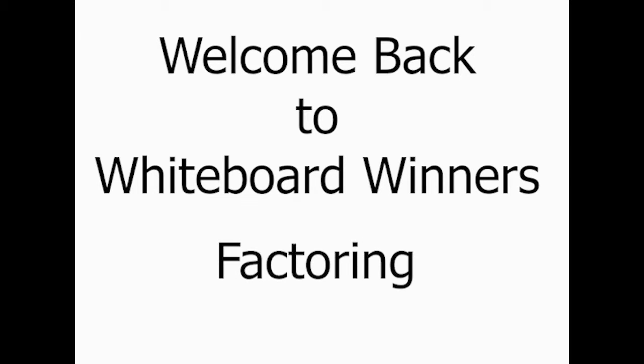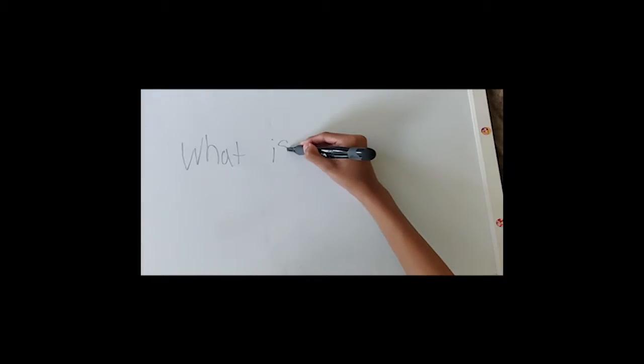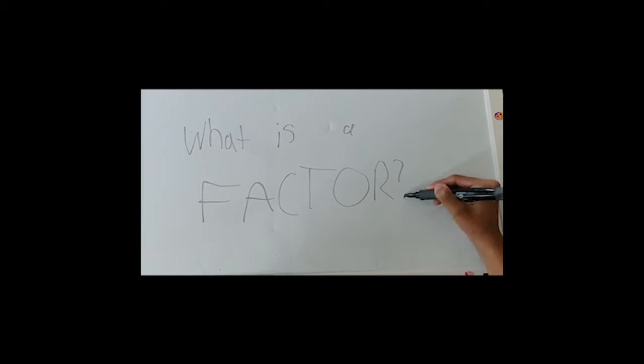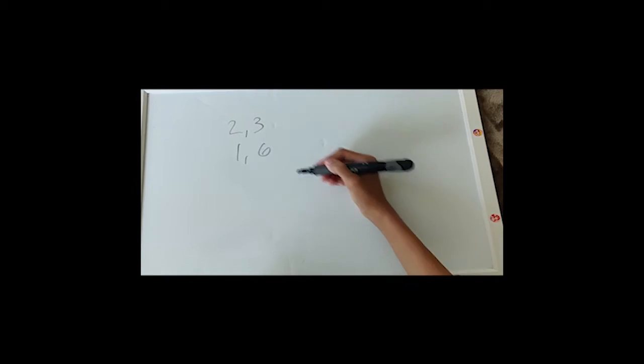Welcome back. Today we will be focusing on factoring. First, let us talk about factors. What is a factor? A factor is one of the numbers that can be multiplied with another factor to obtain the product. For example, for the number 6, one factor is 3, while the other factor is 2.